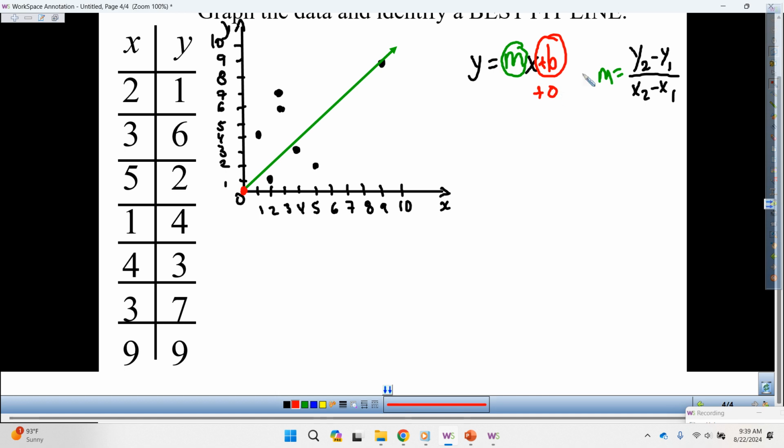So now all we have to figure out is what? The slope. So there are 2 ways. We can either use the formula, or you can actually count steps. Here we go. Look up. To get from here to here, how many steps up? 9. And how many to the right? 9. So that means my slope is 9 over 9. Therefore, my new equation is y = 1x + 0, or y = 1x.